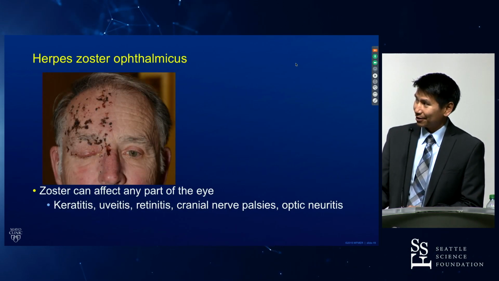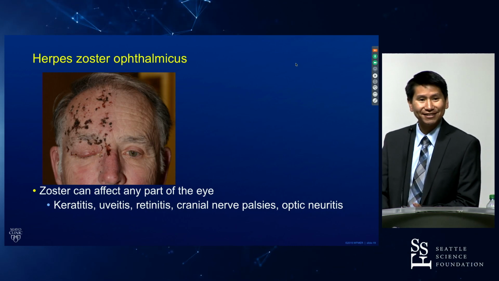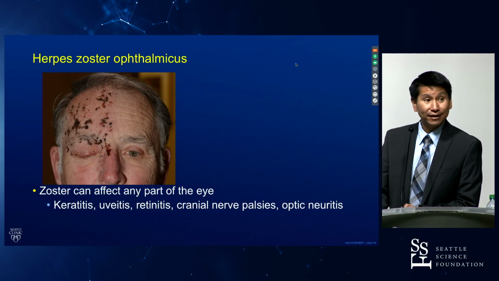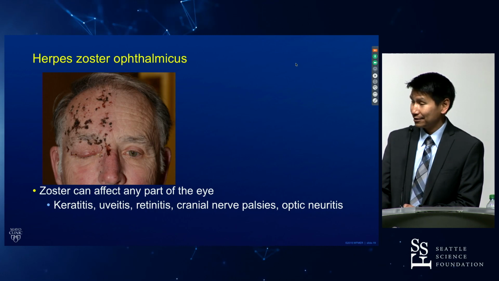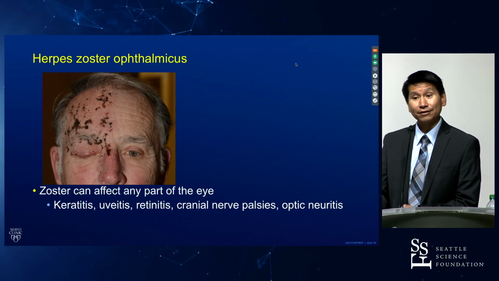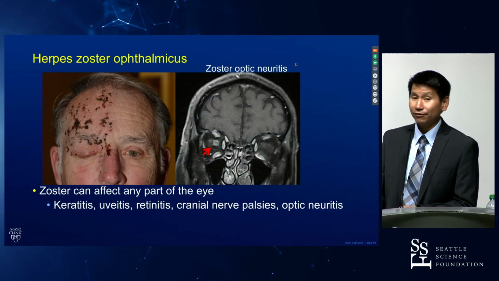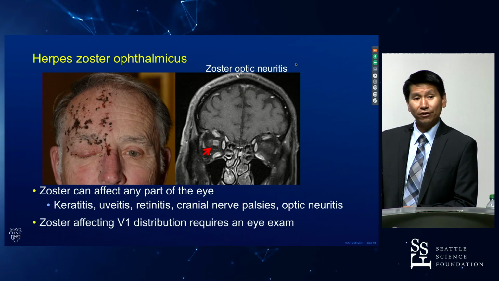So obviously, take a look at this external picture. You know what this is going to be. This is going to be herpes zoster ophthalmicus. But zoster really can affect any part of the eye. It can affect the cornea and cause a keratitis. It can cause uveitis, a retinitis. It can affect some of the cranial nerves and cause double vision. And it can cause inflammation of the optic nerve and cause an optic neuritis. And again, it can affect any part of the eye.